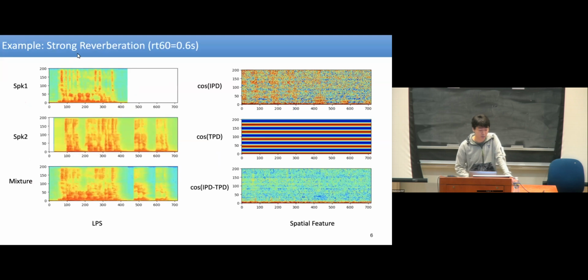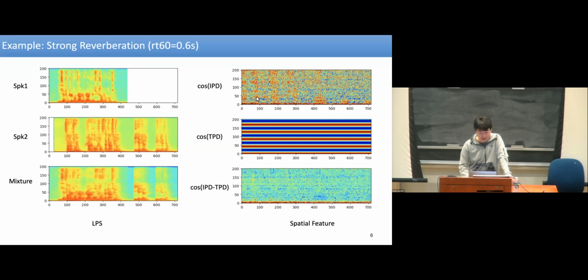Because we do this on simulated data, I can keep everything the same and only change the RT60. The RT60 is a hyperparameter that means how long it takes the reverberation to decay by 60 dB, so a longer number means the reverberation is stronger. Here I raise the RT60 from 0.1 seconds to 0.6 seconds and keep everything else the same. The TPD is still the same, because we get it from the position of the speaker. But the IPD is blurred quite a lot because, as I said, with reverberation there are multiple sources in each short period, so you cannot see any small horizontal patterns in the IPD.